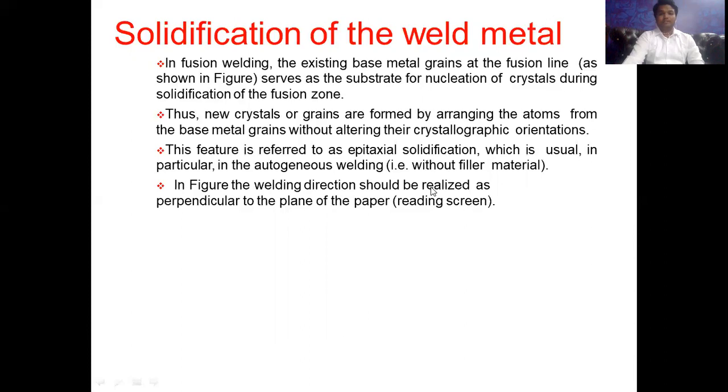Solidification of the weldment. In fusion welding, the existing base metal grains at the fusion line, as shown in the figure, serve as a substrate for nucleation of crystals during solidification of the fusion zone. Thus, new crystals or grains are formed by arranging the atoms from the base metal grains without altering the crystallographic orientation. This feature is referred to as epitaxial solidification, which is usually seen in autogenous welding, that is, without filler metal. In the figure, direction should be realized perpendicular to the plane of the welding.